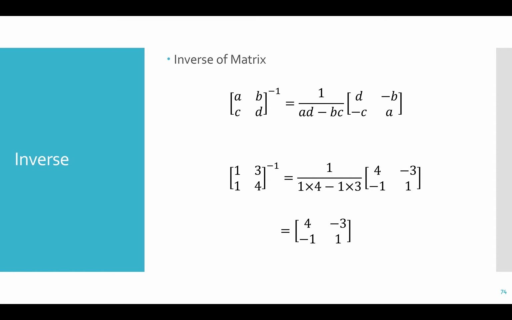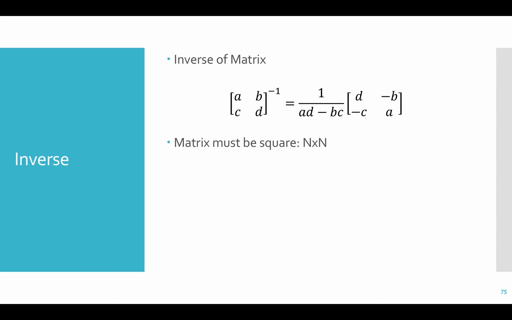Here's an example of this inverse formula, just so you can see it in action. We can see that we have the matrix 1, 3, 1, 4, and it becomes 4, negative 3, negative 1, 1. In order to take the inverse of a matrix, it must be square.